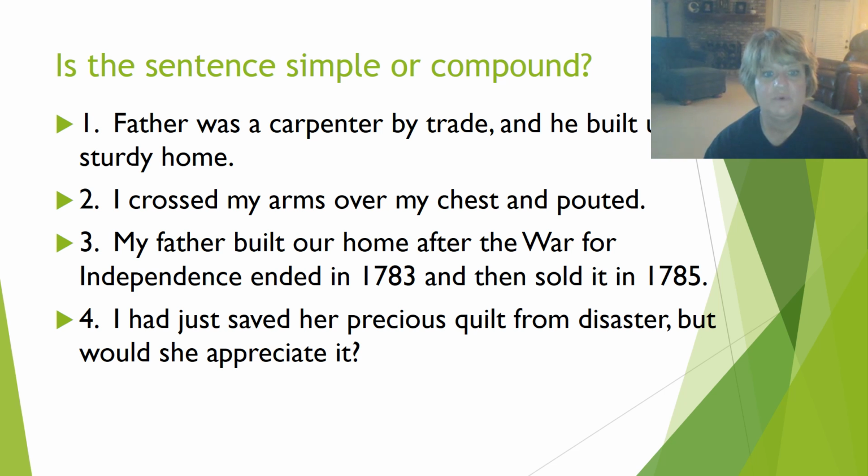Okay, let's check number 3. My father built our home after the war for independence ended in 1783 and then sold it in 1785. I see the conjunction and, but no comma. On the left hand of and, it says, my father built our home after the war for independence ended in 1783. That's a complete sentence. On the right, it says, then sold it in 1785. That's not a complete sentence. So this one is simple.